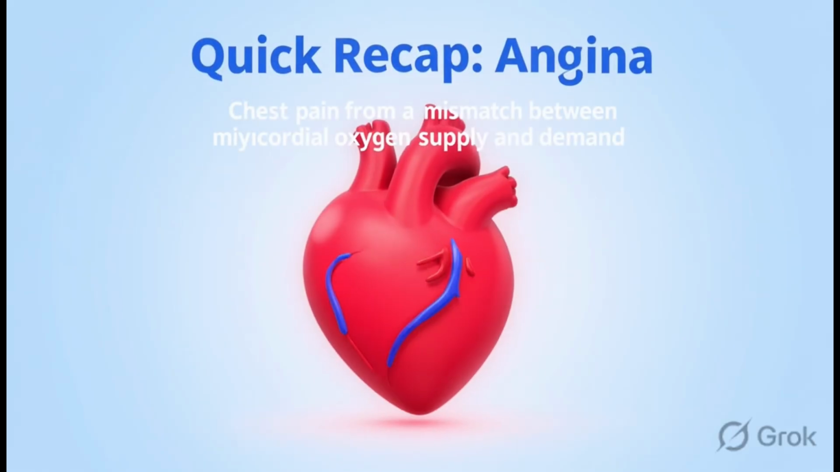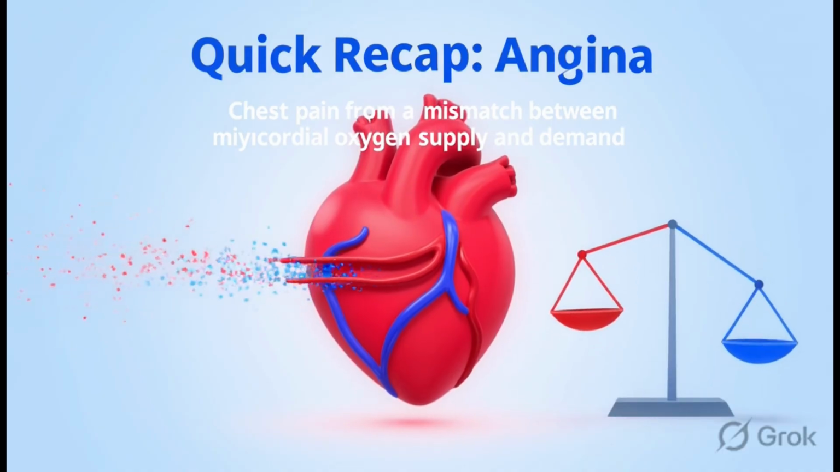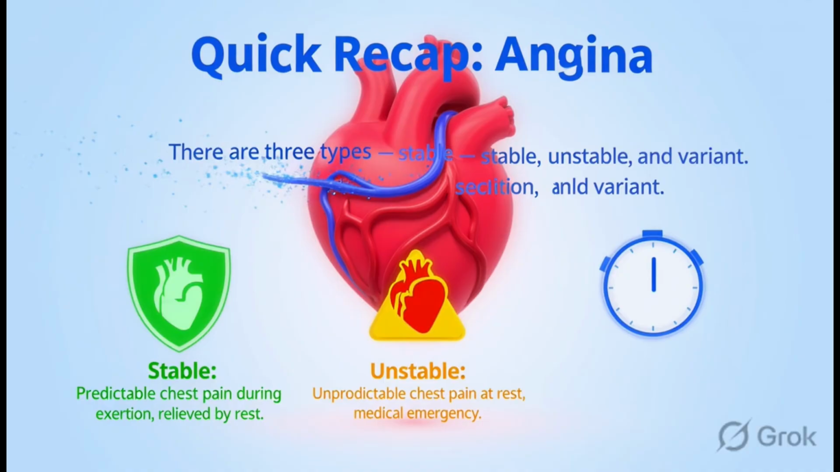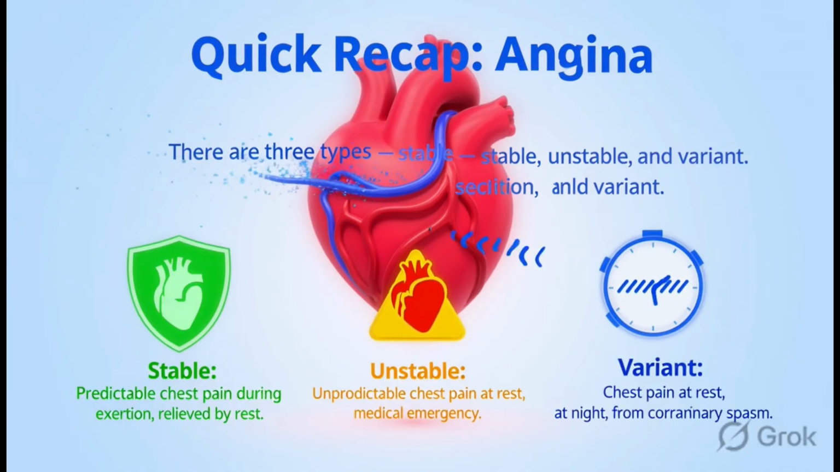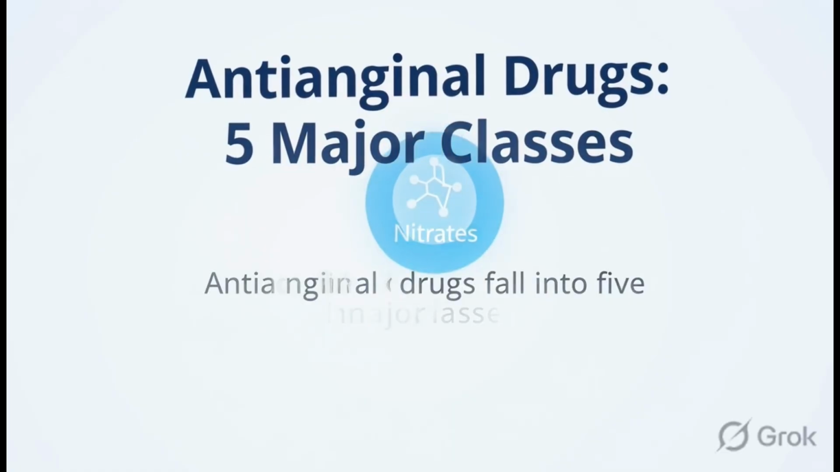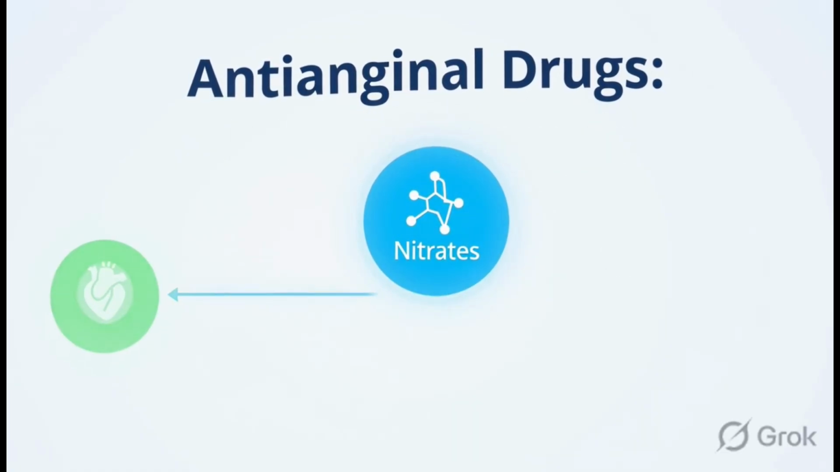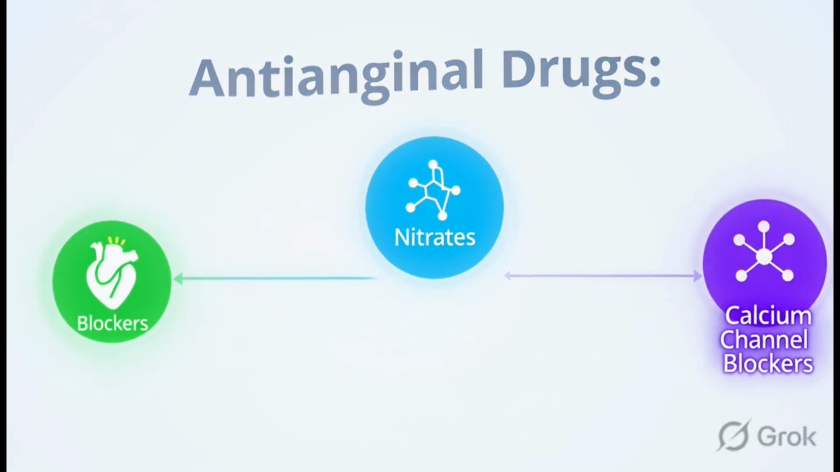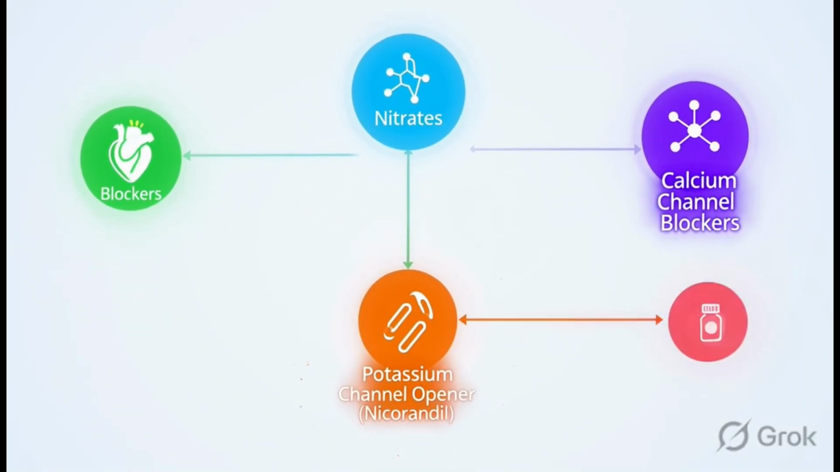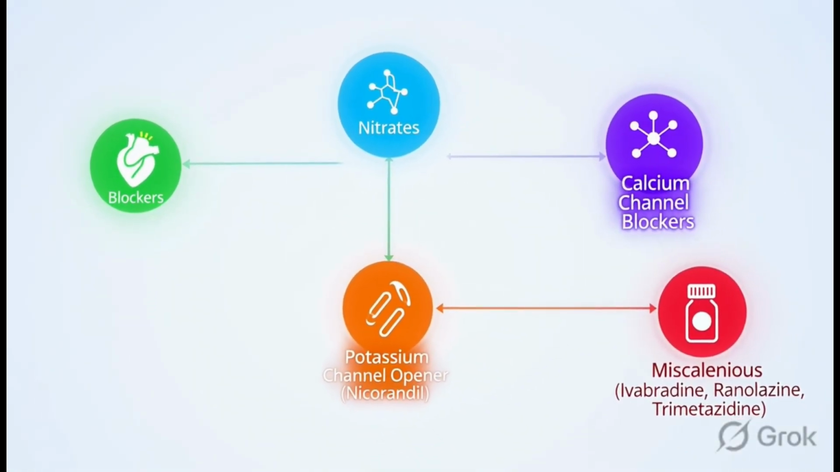Quick recap: angina is chest pain from a mismatch between myocardial oxygen supply and demand. There are three types: stable, unstable, and variant. Antianginal drugs fall into five major classes: nitrates, beta blockers, calcium channel blockers, the potassium channel opener Nicorandil, and a fifth miscellaneous class covering Ivabradine, Ranolazine, and Trimetazidine.